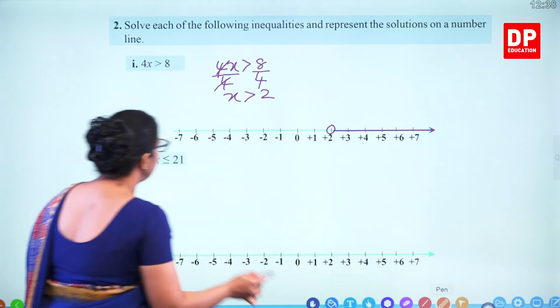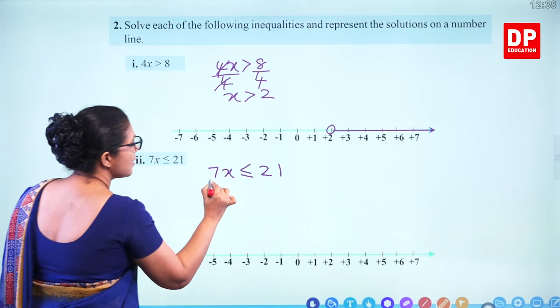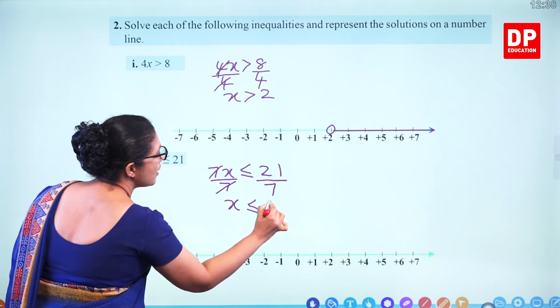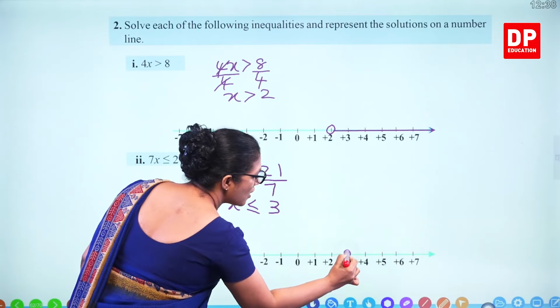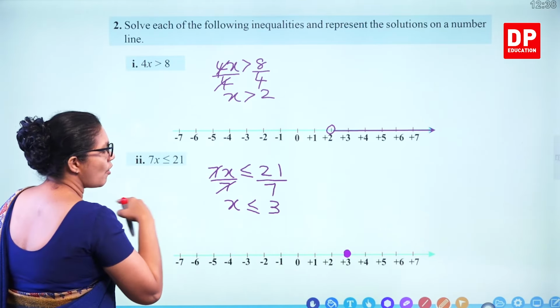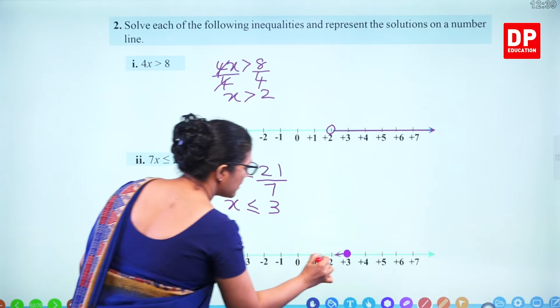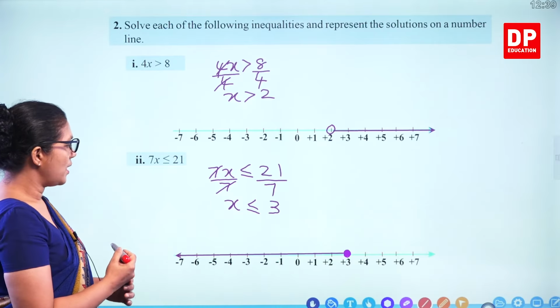This one, 7x less than or equal to 21. Divide both sides by 7. x is less than or equal to 3. So this is included. You draw a solid circle on 3, and this is less than. Less than this value, you draw the arrow this way, left hand side.